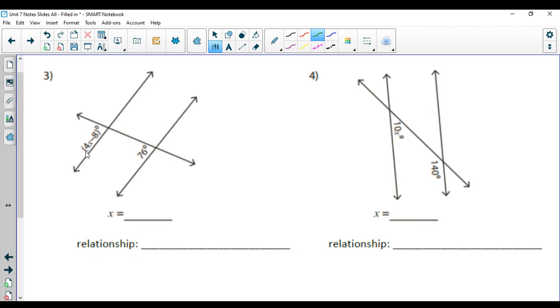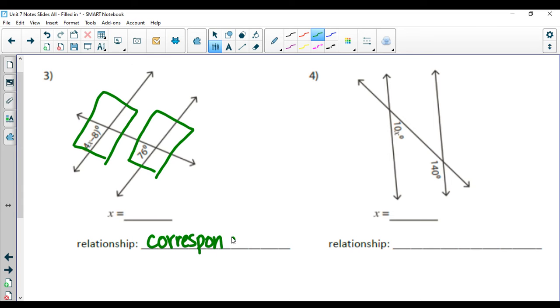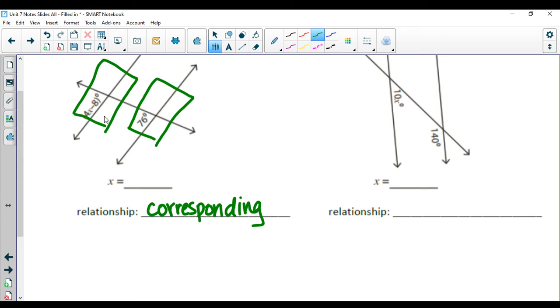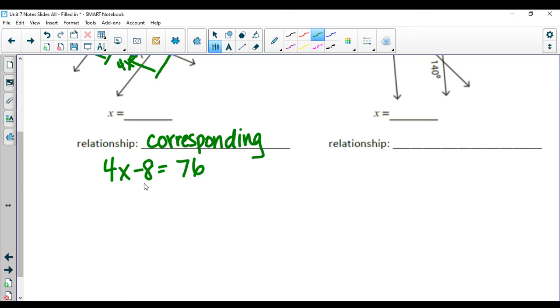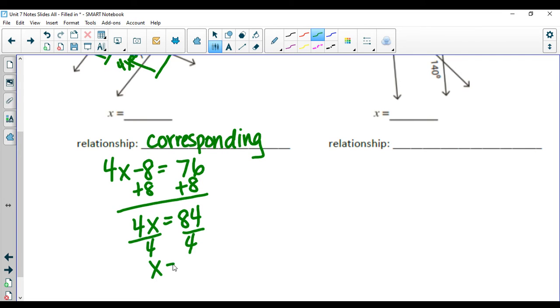For number 3, you might need to tilt your paper or turn your head just a little bit. So we have a clump right here, and we also have a clump right here. I'm noticing that these are both in the same spot. So the relationship here is called corresponding. It's our vocab term from a couple lessons ago. Corresponding means they're in the same spot. So when I actually bring this down, the 4x minus 8 is on top of the 76. So the 4x minus 8 is going to be equal to 76. So I'm going to add 8 to both sides of my equation here, and that'll leave me with 4x is equal to 84. Dividing through by 4, I get x equals 21 degrees. And that's all you have to do. You don't have to go back and plug it in.